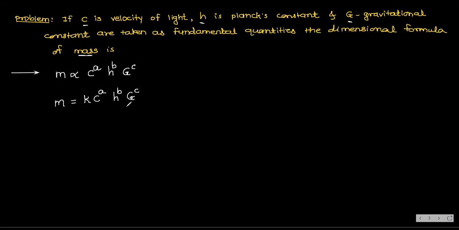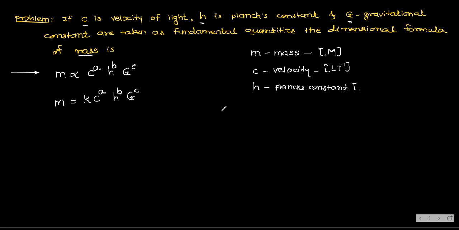Now first to find out the dimensions of given physical quantities. So M is what here? M is mass. So dimensions of mass is what? Just I am writing M. Next is what? C. C is velocity. So velocity we know, what is the dimension of velocity? L T power minus 1. Next H. H is what? Planck's constant.